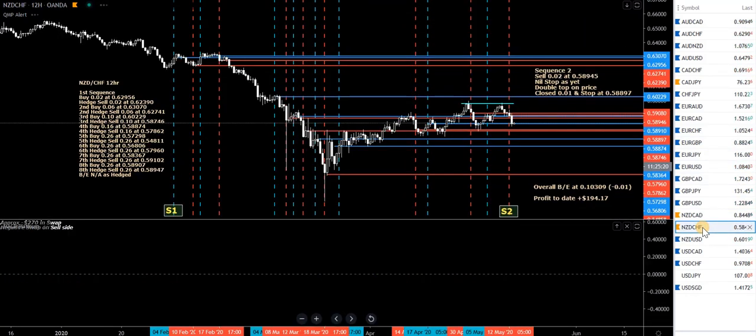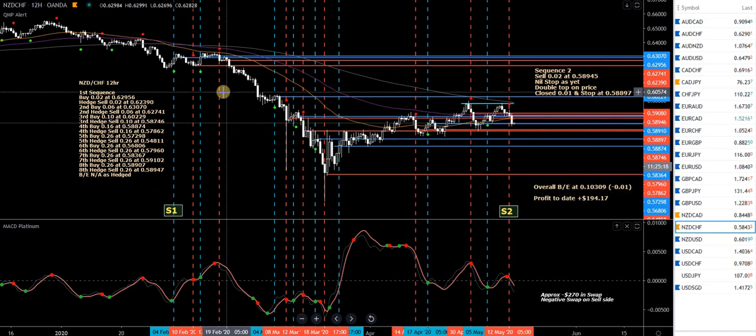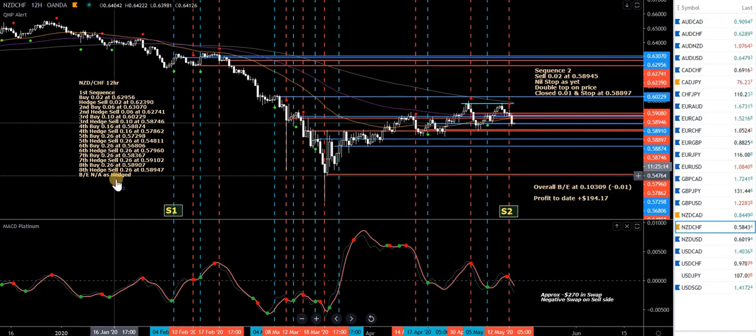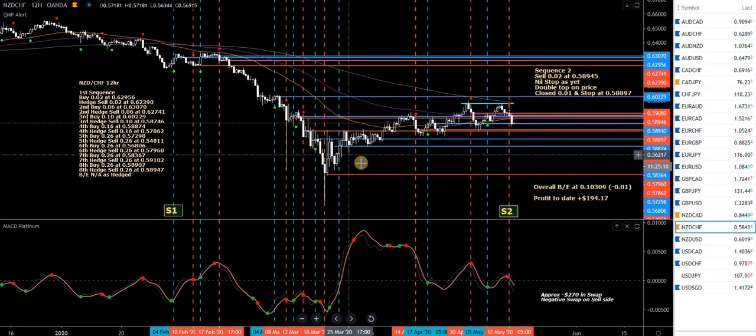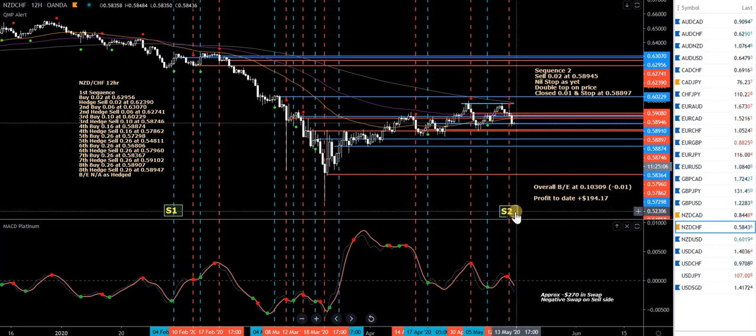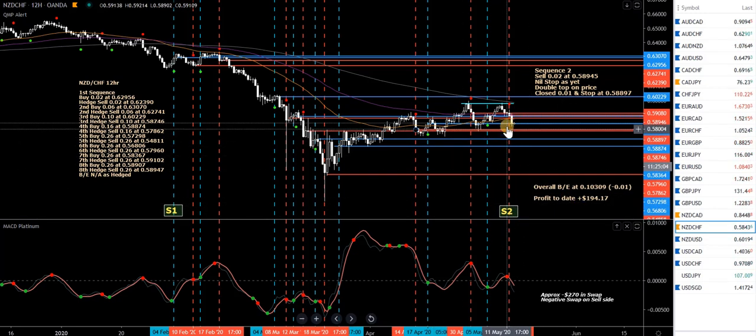Now, New Zealand Swiss franc, another one's a bit of a dog's breakfast. I'm in one big sequence that starts all the way over here. Sequence 1 is hedged. It hasn't been kind to me, but I'm slowly working a bit of profit out of this. Sequence 2 was this one in here, and similar to the NZDCAD, it's got a resistance level. It's come down, and I took that trade in here.